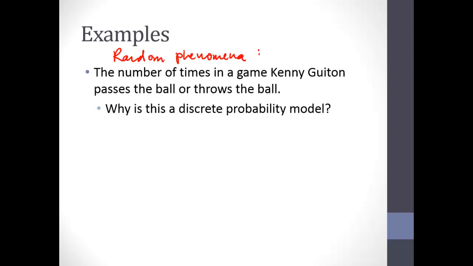Suppose the random phenomenon I'm interested in is the number of times in a game that Kenny Guyton will either pass the ball or throw the ball. Why is this a discrete probability model? Yes, I can count how many times he passes or throws the ball.